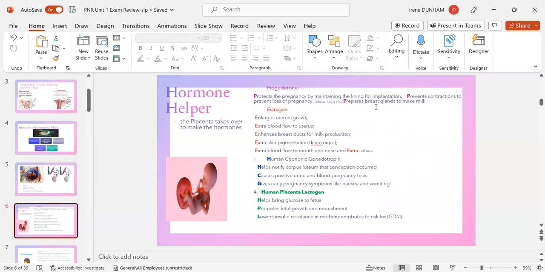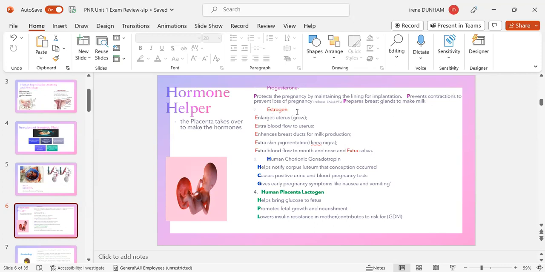And then it prepares breast glands to make the milk. So progesterone starts with a P, and you got 3 P's here. Y'all see that? You got protects the pregnancy by maintaining the lining for implantation. That lining in the uterus, that's what they need. It needs like good rich soil. And then you prevent contractions to prevent the loss of pregnancy. And that's where that comes in, maintains pregnancy. Everybody got the 3 P's of progesterone down pat?